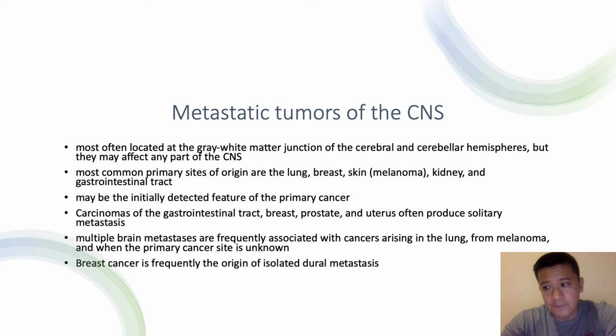Once we see on the imaging modality, CT or MRI, that it seems like it's metastasis, then we can initiate the search for a primary tumor. Carcinomas of the GI tract, breast, prostate, and uterus often produce solitary mets, while multiple brain mets are frequently associated with cancers arising in the lung, melanomas, and when the primary cancer site is unknown. For isolated dural metastasis, the most frequent origin is breast cancer.